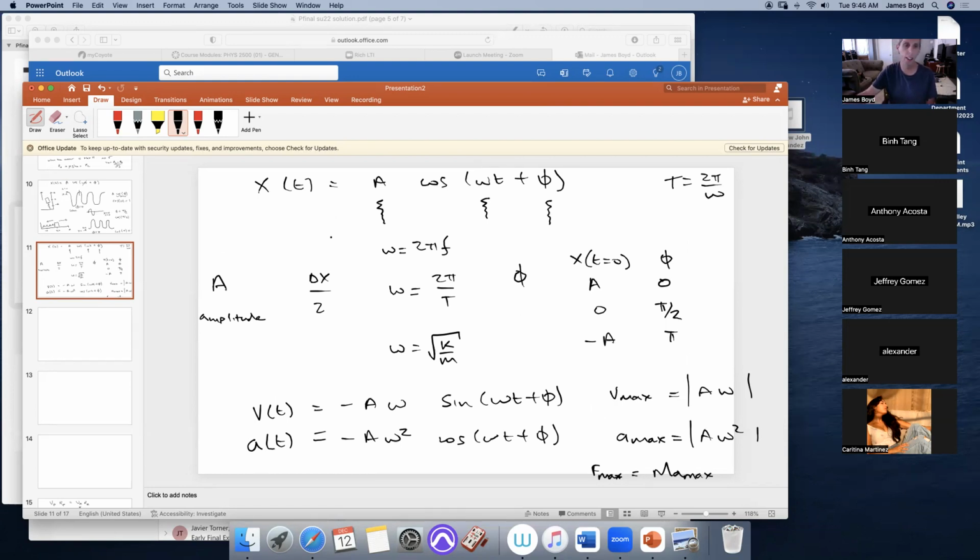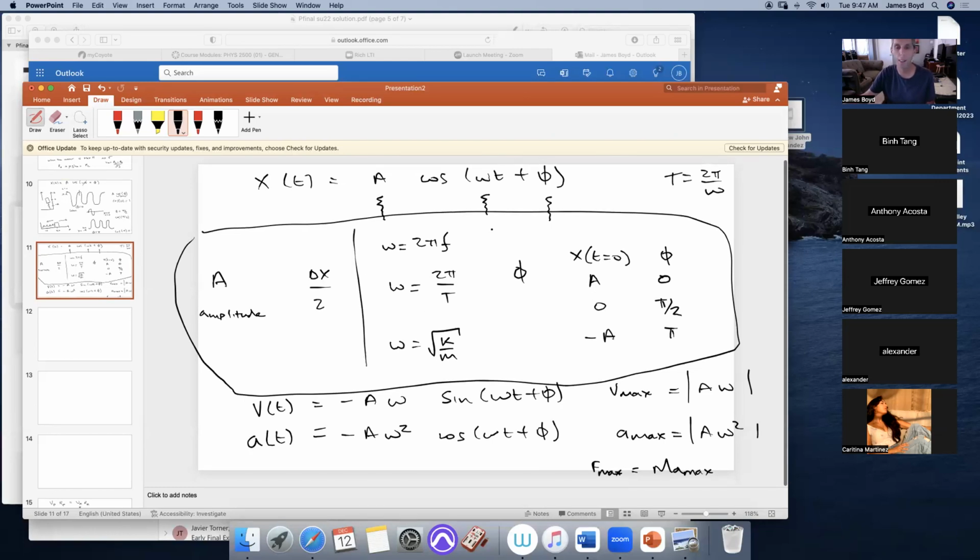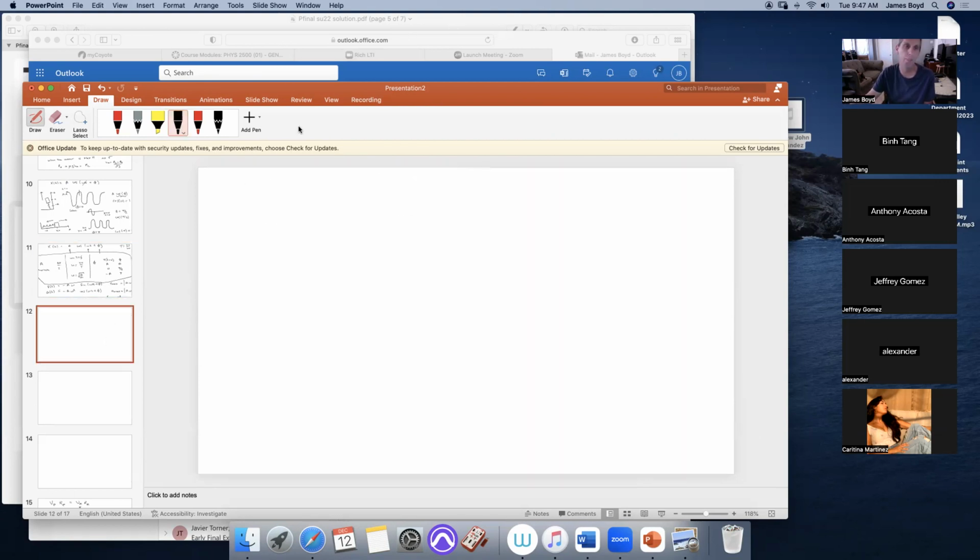So this right here is your first step. You need to find A, you need to find omega, and you need to find phi. Plug them into your equation here and here, and you're done. That's all there really is to oscillations. So let's look at this for the human eye.